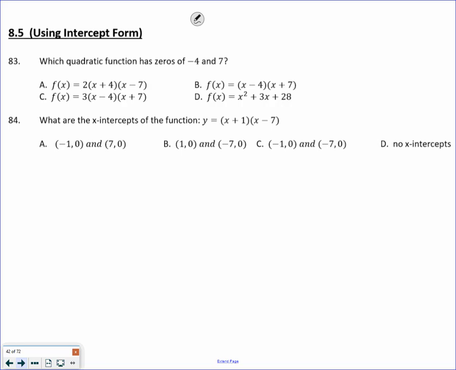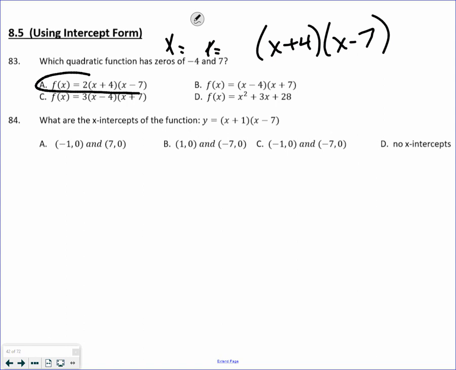Next one. Which quadratic function has zeros at negative 4 and negative 7? Intercept form. Okay, so x plus 7, x plus 4, okay, and x minus 7. These are the values that x equals, which create the parentheses x plus 4 and x minus 7. So A is the only one that has an x plus 4 and an x minus 7.